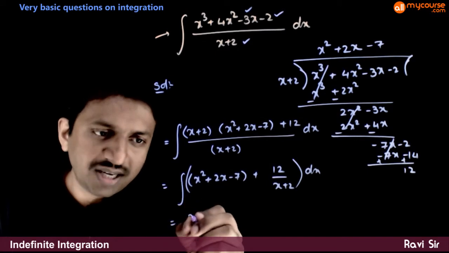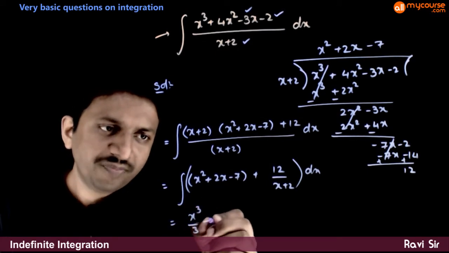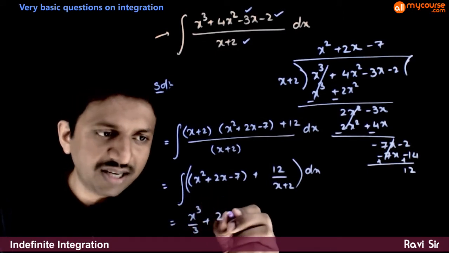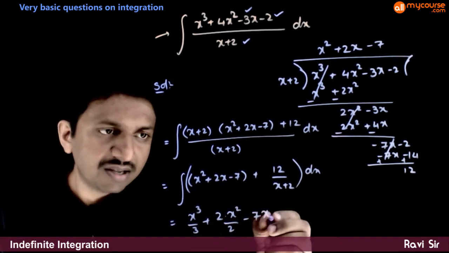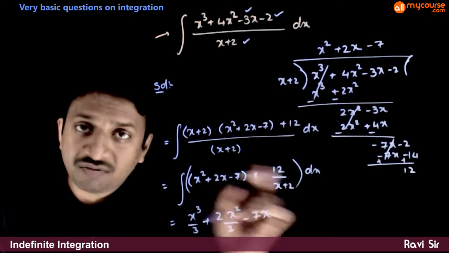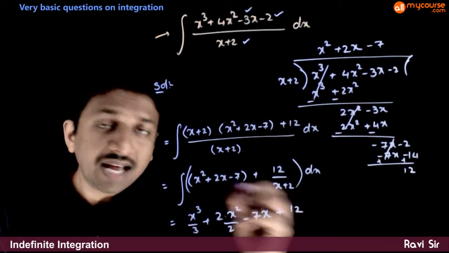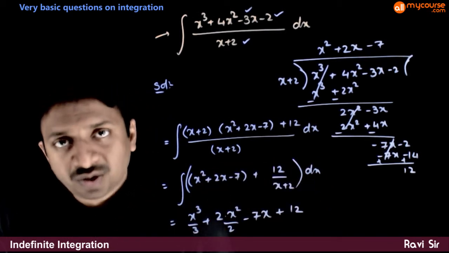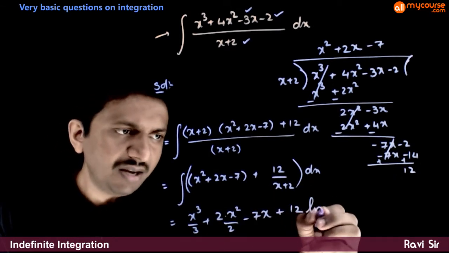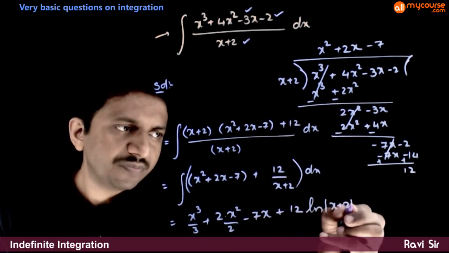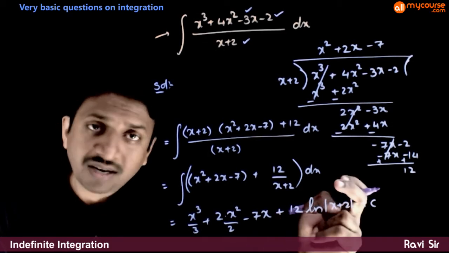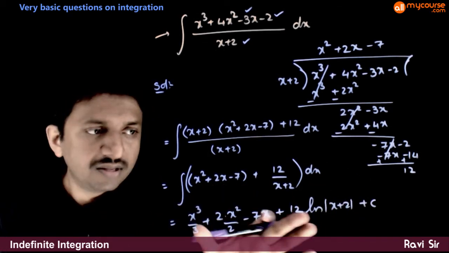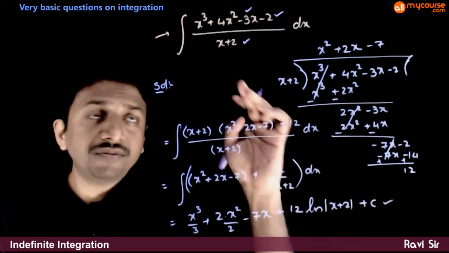So x square's integration is x cubed by 3, plus 2 times x's integration, which is x square by 2, minus 7 times the integration of dx, which is x, plus 12 times 1 by x plus 2's integration, which is nothing but log mod x plus 2, right? Because if you differentiate log mod x plus 2, you get 1 by x plus 2. So this will be the integration of this function.